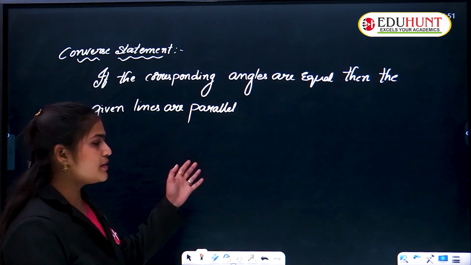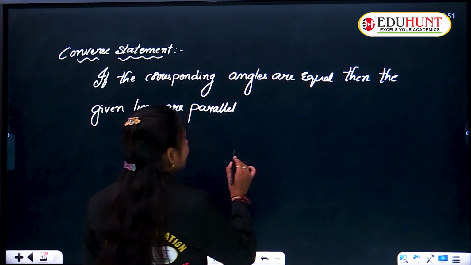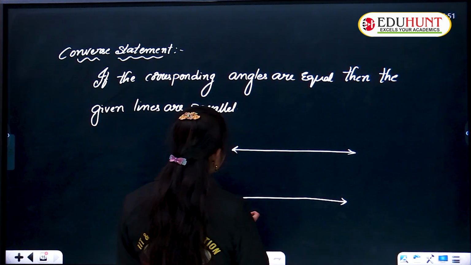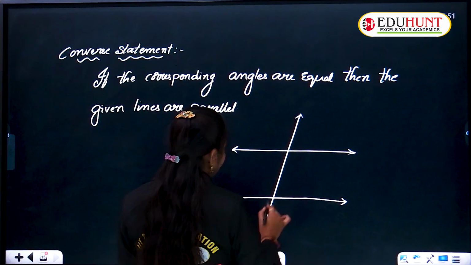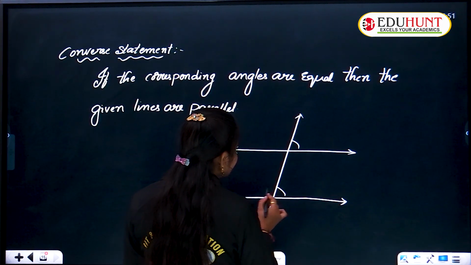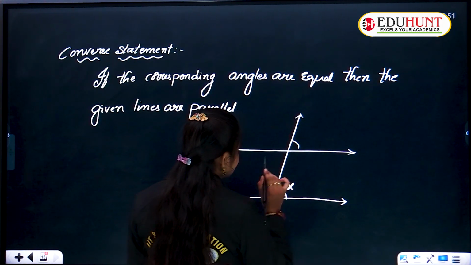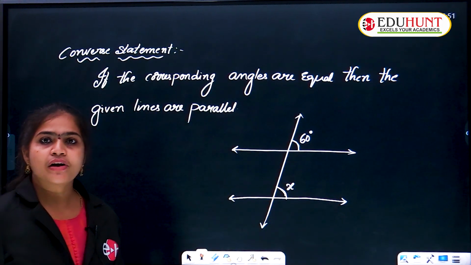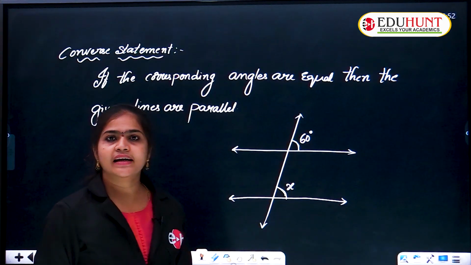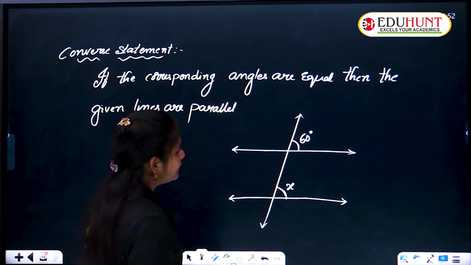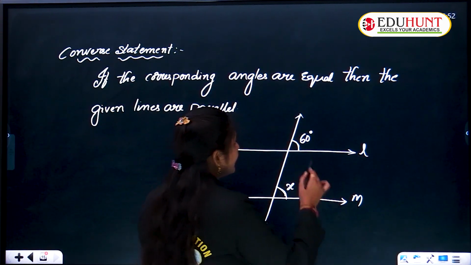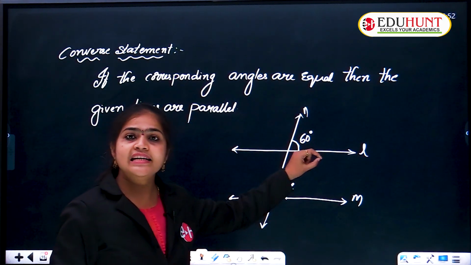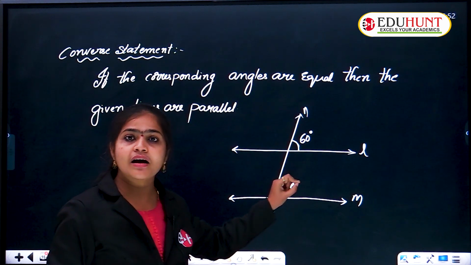Now children, depending on this, I will tell you one example. Say two lines are parallel. Corresponding angles lie on the same side, no? Here this is x and this is 60 degrees. Find the x value. Children, see that here L and M are parallel. If the question mentions that L is parallel to M, it means L and M are parallel lines.